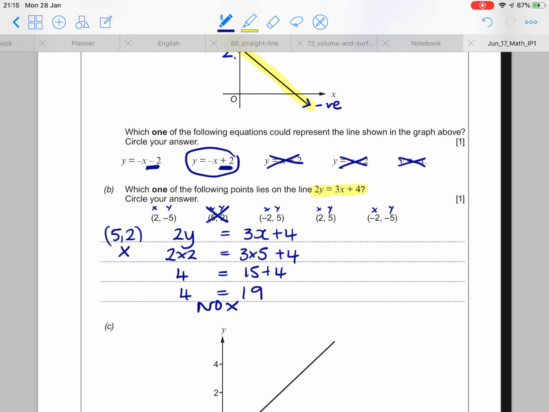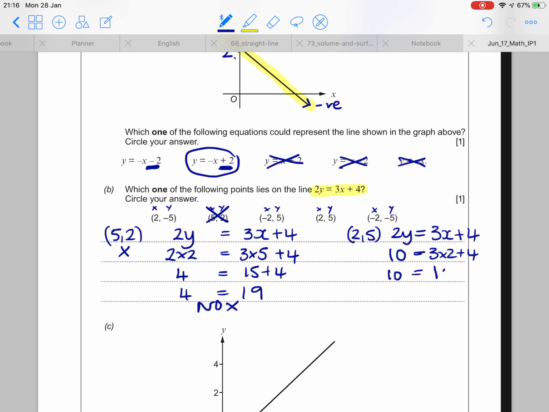Now, as I'm looking at the other coordinates, let's try 2, 5. On this side, 2y would have to be 2 5's. So I'm just going to write down the 10. On that side, 3 times the x value plus 4. That's going to give me 3 times 2 plus 4.